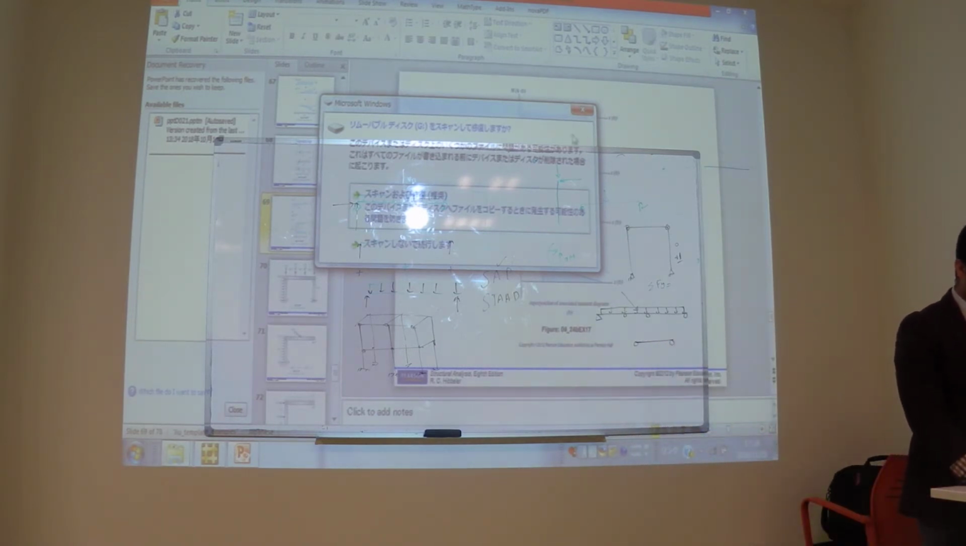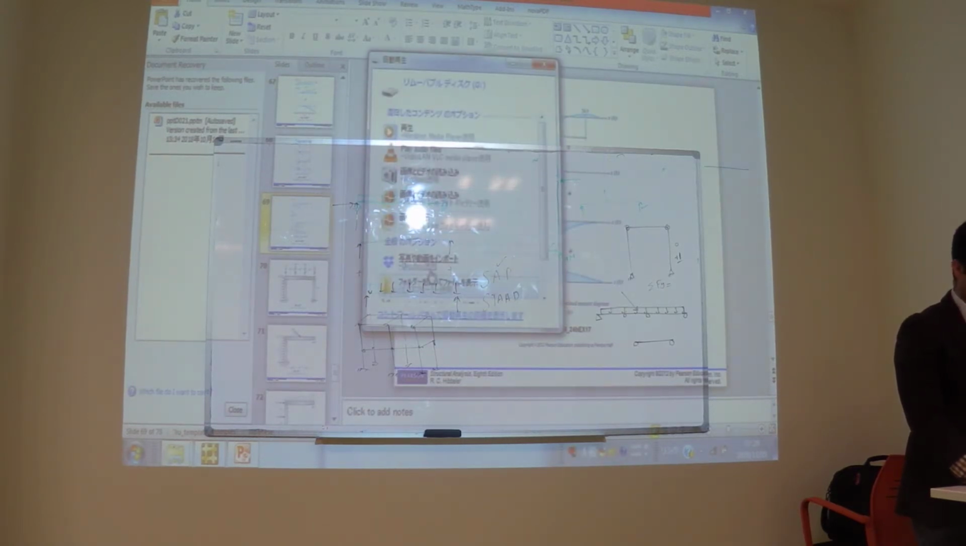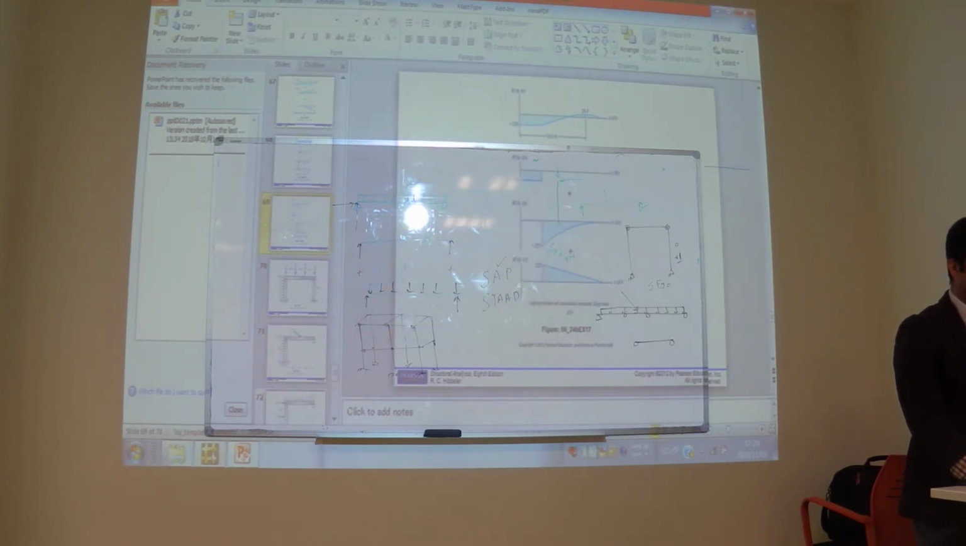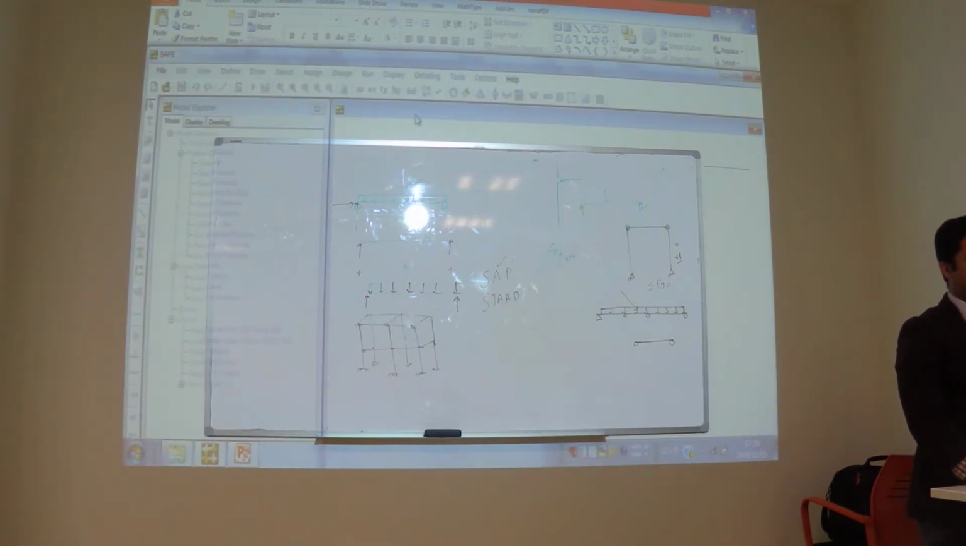So let me show you. I show you something. Safe. It is for foundations. Just hold on for some time.